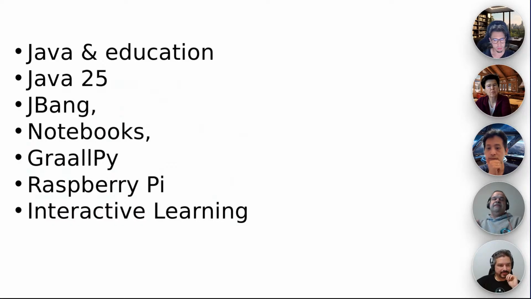Then we have nice tools already there: JBang, Notebook, GraalPy, Raspberry Pi, and we can have it all together, right? Imagine Java running in a notebook where you can write a hello world in one line. You can run this inside a Raspberry Pi. You can have GraalPy, which is the GraalVM implementation that runs Python. And you can run it in a single line command as well, a shebang file. So you can have everything together, right?